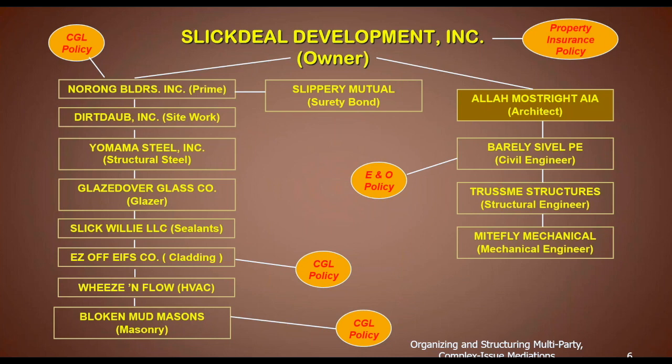You've got Slick Deal Development there as the owner of the project. He has a direct contract with No Wrong Builders, the prime contractor, and a direct contract with Almost Right, the architect, for the construction and design of the facility. No Wrong Builders then has his subcontracts going down with site work, structural steel, glazing, sealants, cladding, and so forth. The architect's got his consulting agreements with civil engineering, structural engineering. We also track where the insurance carriers are, the CGL policies, just where they're located and who's got them. And so you want to put together the first step, just what was the deal supposed to look like?